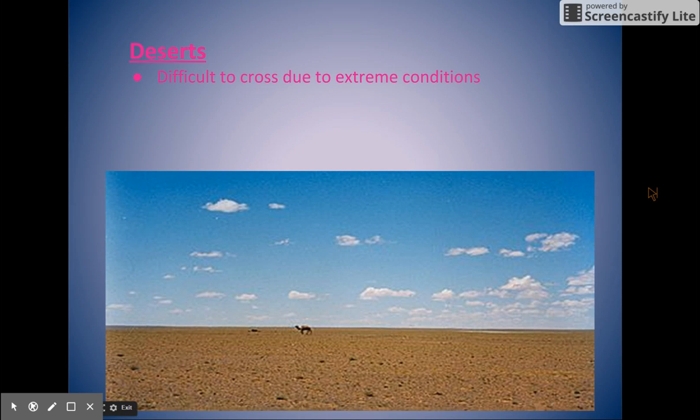The deserts, because of their extreme climate conditions, can be extremely difficult to cross. So again, this can create a border or a barrier of the civilization, and it can also prohibit trade and travel.